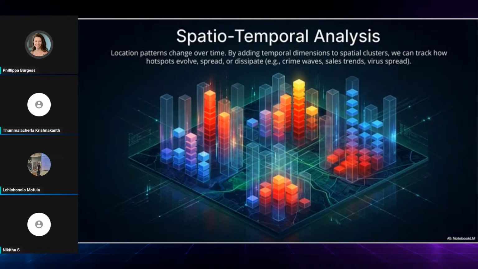But I also do a lot of Fabric. I love Fabric. So spatio-temporal analysis, we started to show those lines moving before. So you can also look at data and how it has changed over time. You can look at location patterns, and you can add spatial clusters. You can track how hotspots evolve or spread or dissipate. You can look at crime waves or sales trends or a virus spread. And so data definitely changes over time, and we can now visualize that.